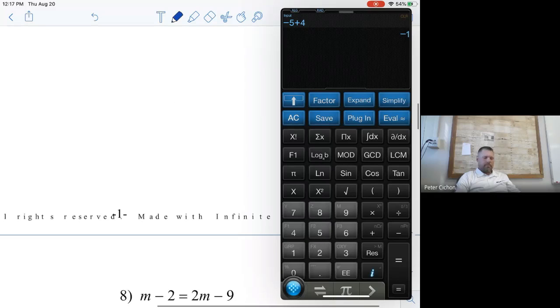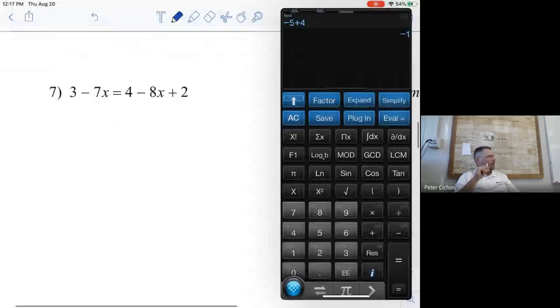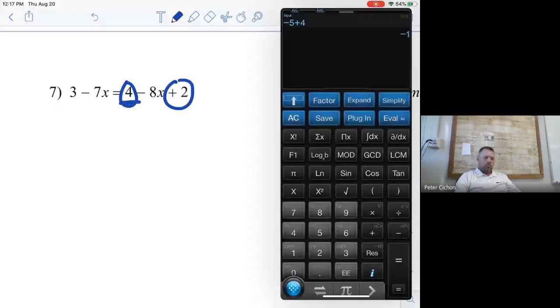All right, 7. We're just going to skip around. Collect like terms on this side. Now notice the sign in front of the number is what goes with it. So 4 plus 2, so 6 minus 8x on that side. And then just bring down this.